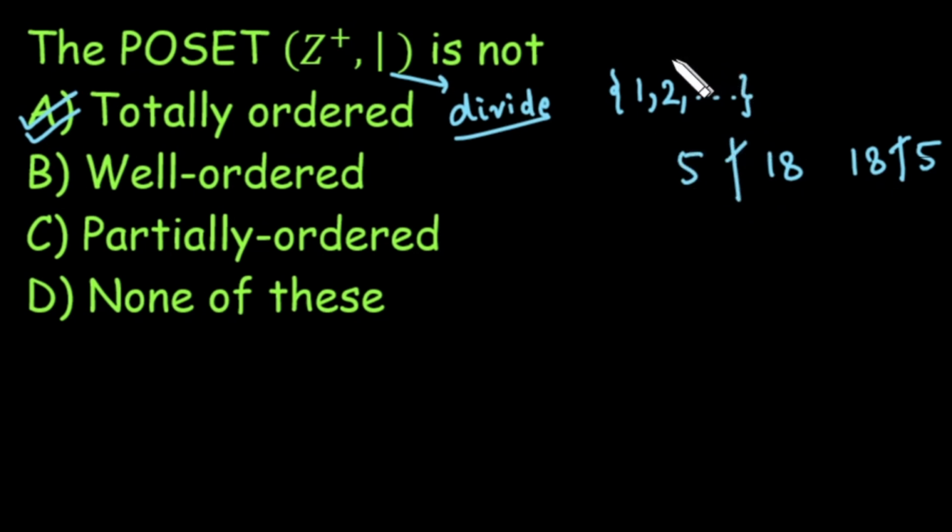If each and every element from this set is comparable, then it is called a totally ordered set. Right now, these two elements are not comparable. It means it is not a totally ordered set.